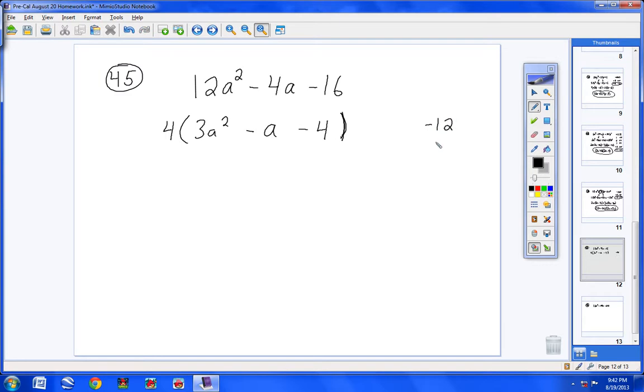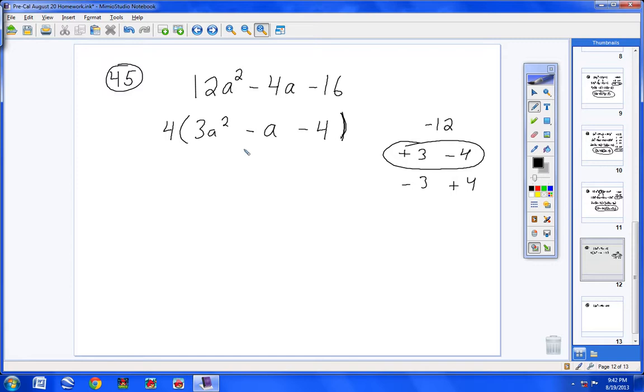Now, I could list out all the factors of negative 12, but instead, I'm just going to use some common sense and think this through. I know that I want a negative 1 here for my middle term. So, how about 3 times 4? Positive times a negative, negative times a positive. This group right here would combine to a negative 1.